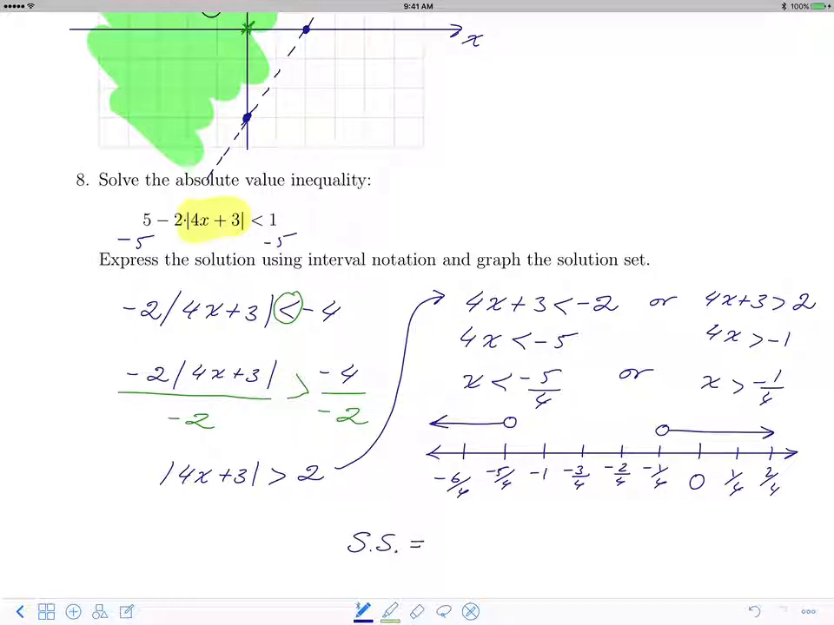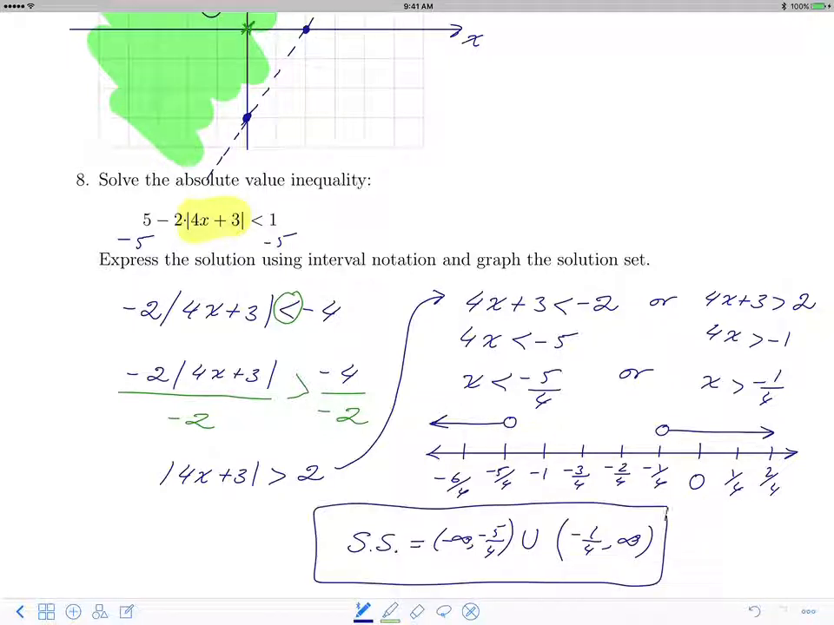In interval notation, since these two inequalities don't have anything in common, we're going to use a union. The one on the left is negative infinity comma negative 5/4, parentheses, not a bracket, because those circles aren't filled in, and then negative 1/4 comma infinity for the other direction. So this is the solution set in interval notation, and this is the solution set on the number line, a graph of the solution set.